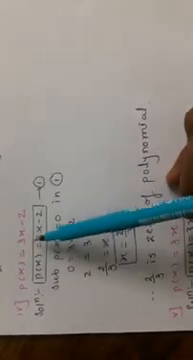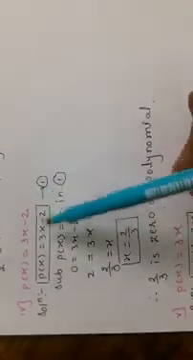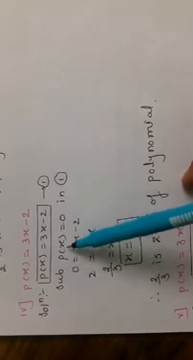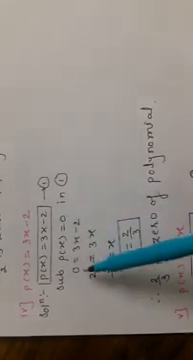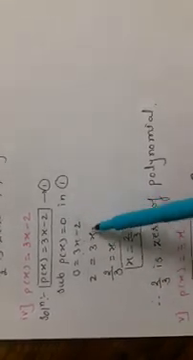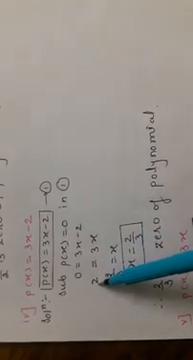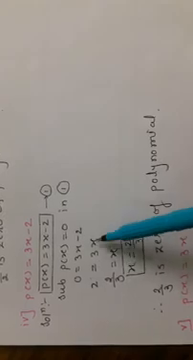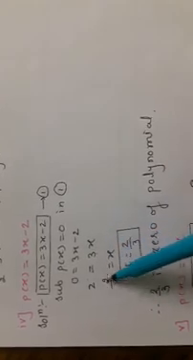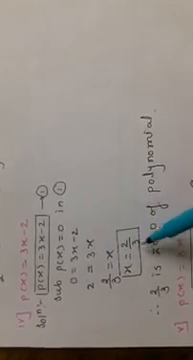Fourth problem, p of x is equal to 3x minus 2. Again we will substitute p of x is equal to 0. 0 is equal to 3x minus 2. The minus 2 we will shift, and we get plus 2, which is equal to 3x. Again the 3 we will shift, 2 by 3. So x is equal to 2 by 3 is a 0 of the polynomial.